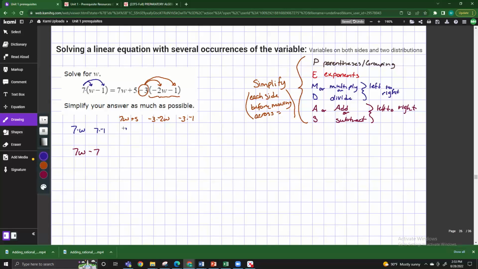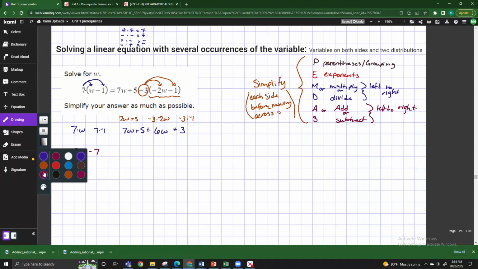All right, so simplifying what I have: 7W plus 5 plus, because a -3 and a -2, if they're the same sign when multiplying, it's going to be positive. So positive times positive is positive, negative times negative is positive, and then if it's mix or match, they become negative. So positive times negative is negative, and negative times positive is also negative. This is two negatives, which becomes positive, so this is 6W. And then same with this, -3 times -1 is a positive 3.